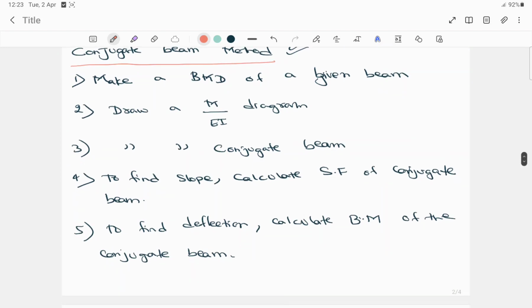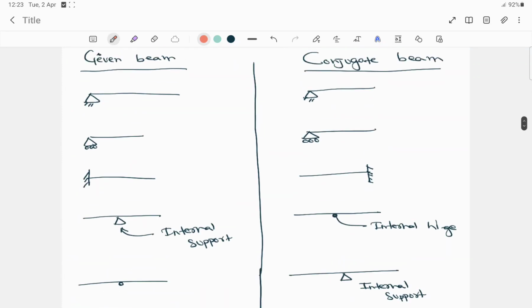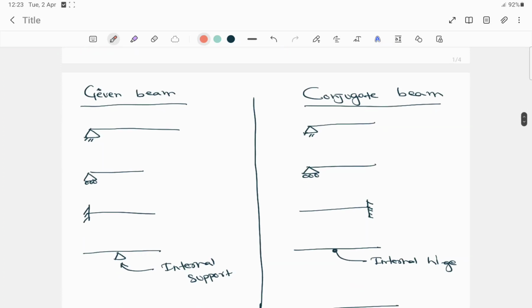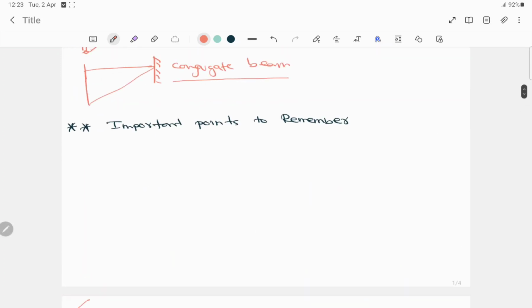So these are the steps which we have to follow to find the slope and deflection of a conjugate beam, and these are the steps to be followed in the conjugate beam method. And these are some of the conditions which we have to remember in case of the conjugate beam.